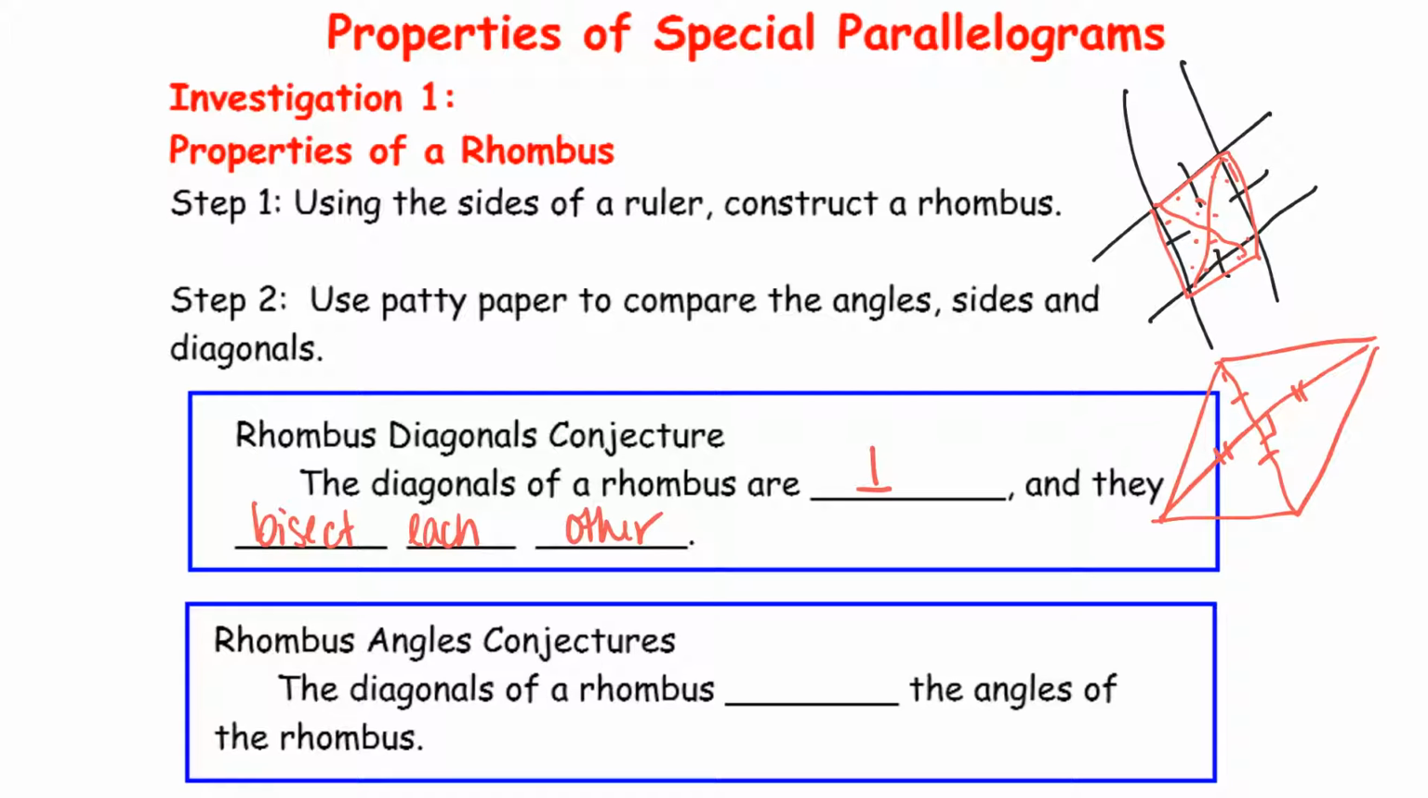The other thing you should have figured out is that the diagonals of a rhombus bisect the angles. So for instance, these two angles are congruent. And because opposite angles are congruent, we talked about that yesterday with parallelograms, all 4 of these angles here are going to be congruent. Same thing is true along the other diagonal. So the diagonals of a rhombus bisect the angles of the rhombus. Make sure you have that written down.